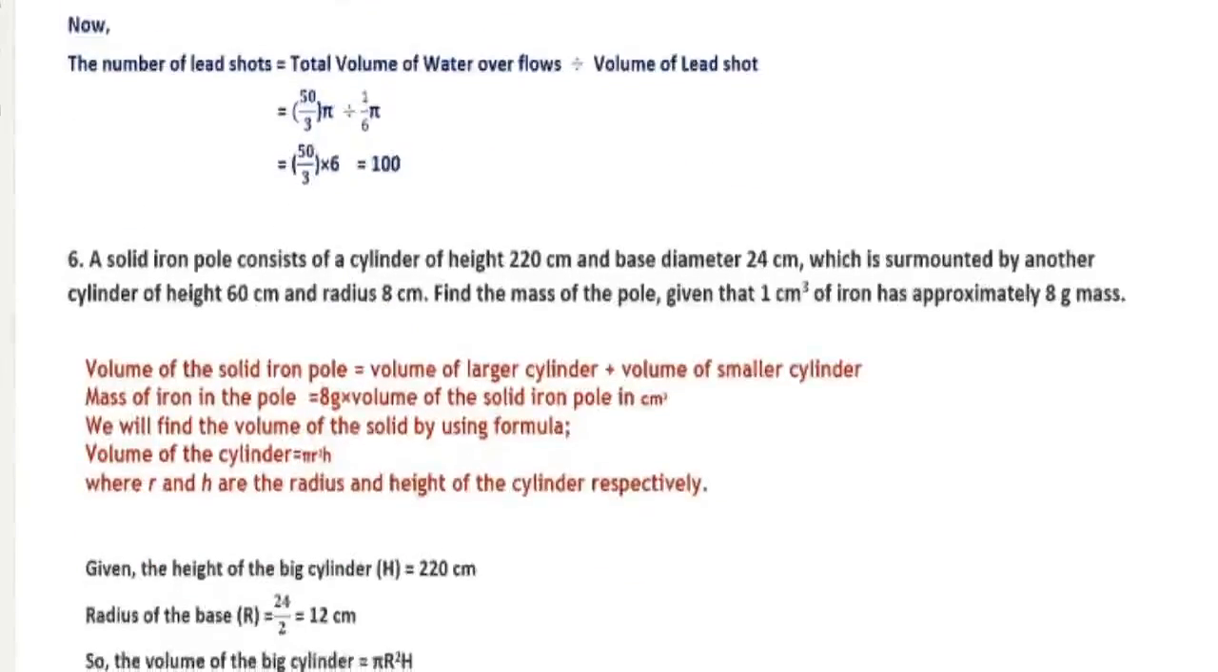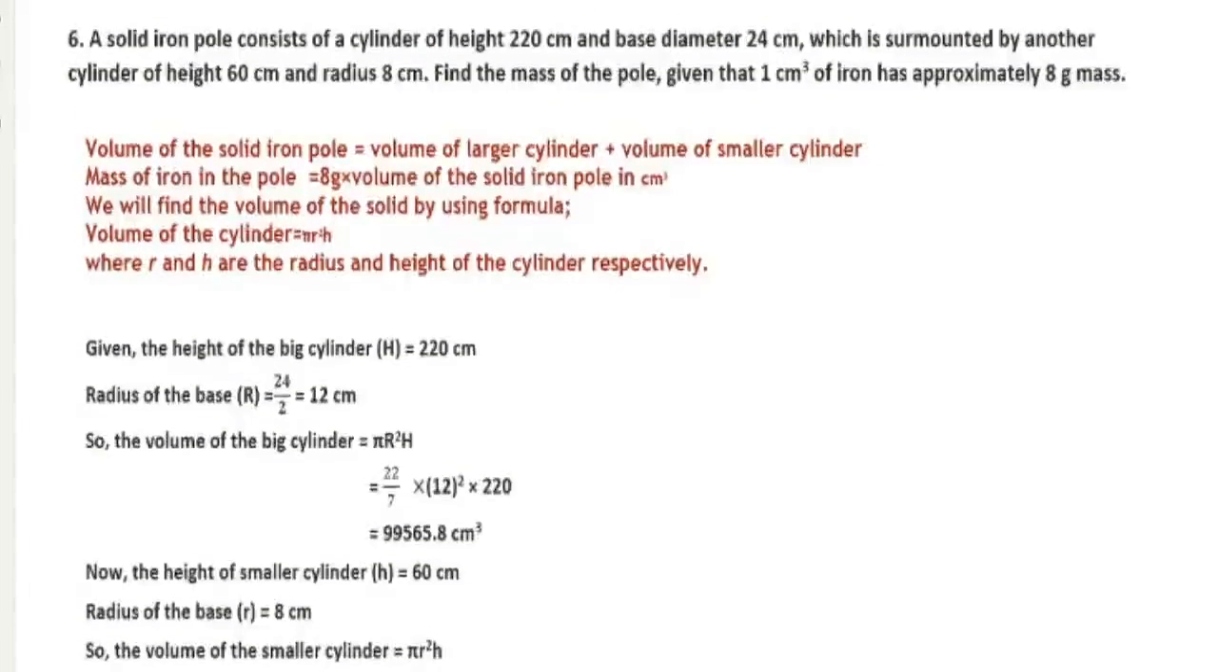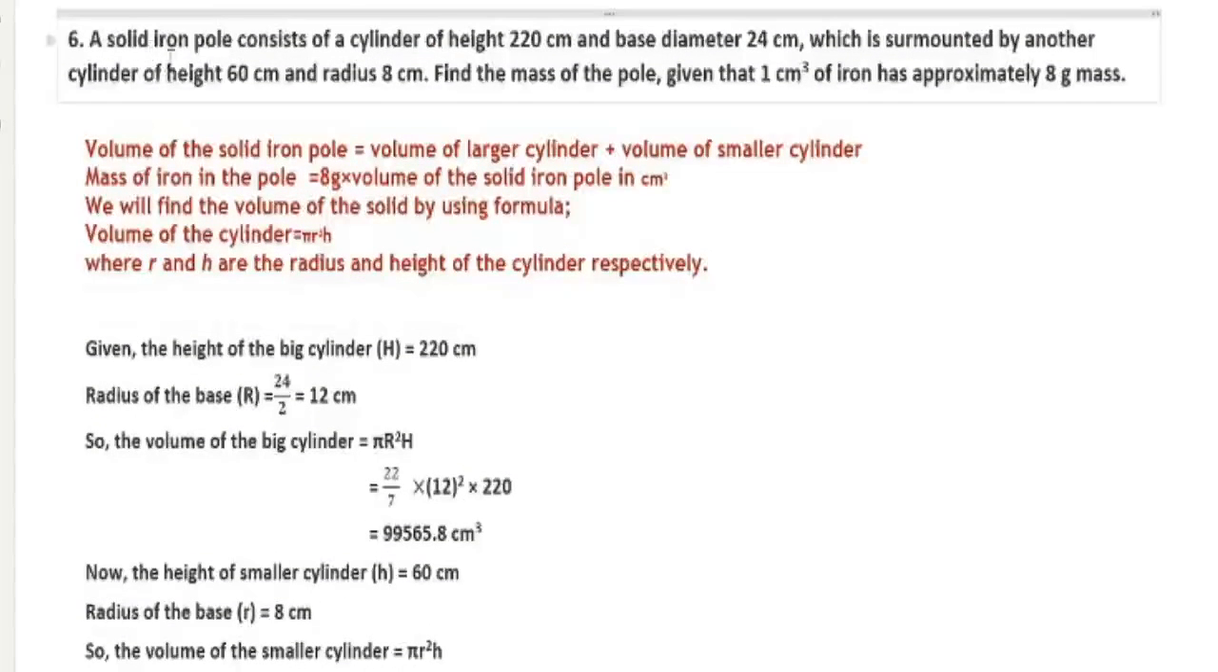Question number 6. It is given a solid iron pole consists of a cylinder of height 220 cm and a base diameter 24 cm, which is surmounted by another cylinder of height 60 centimeter and radius 8 centimeter. Find the mass of the pole given that 1 centimeter cube of iron has approximately 8 gram mass.